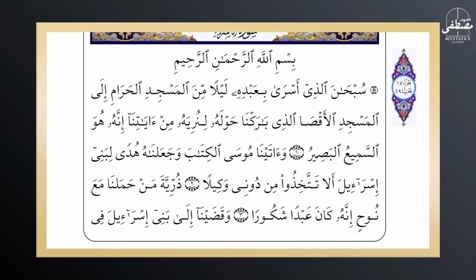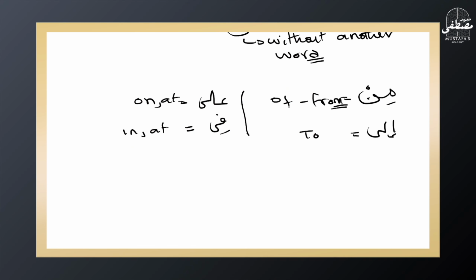What does the Quran provide us? Look at this. سبحان الذي أسرى بعبده ليلا من المسجد الحرام إلى المسجد الأقصى. Now min, this one means from. Understood? Remember? Look, min means from. If you look at the whiteboard, you will clearly see min means from. One of the meanings of min.